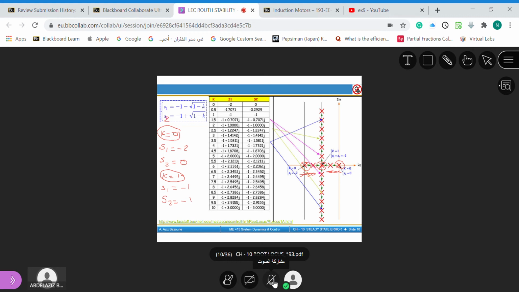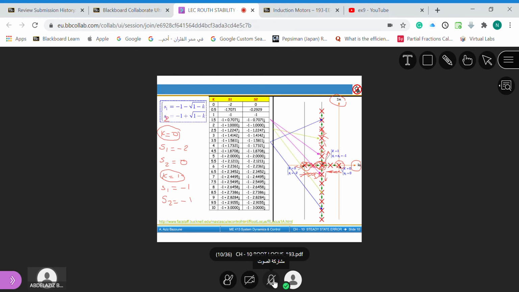So here they will meet at this point, and then one of them goes this way and the other goes this way, like this. You see this is the imaginary part and this is the real part. The poles are located only in this region. They will do this. So the system is stable for all values of K, except for K equal to 0, where it will lie on the imaginary axis.